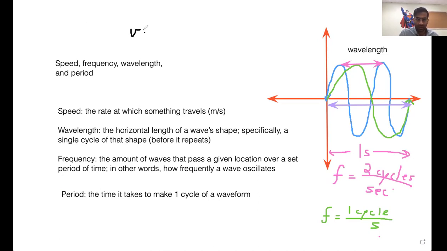Velocity equals frequency times lambda, all right? V equals velocity in meters per second. F equals frequency. Units for that are called hertz, which are inverse seconds, you could say.